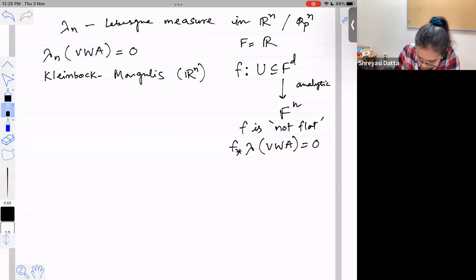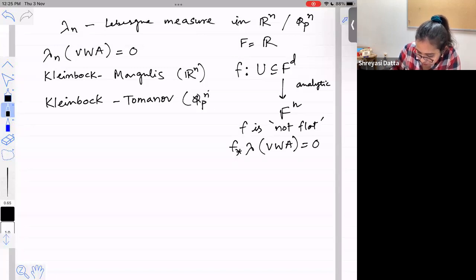But I also want to mention that Kleinbock and Tomanov proved this when F is Q_p. And so this conjecture, which is referred to as the Sprindzhuk conjecture, is proved for both R^n and Q_p^n. Okay.